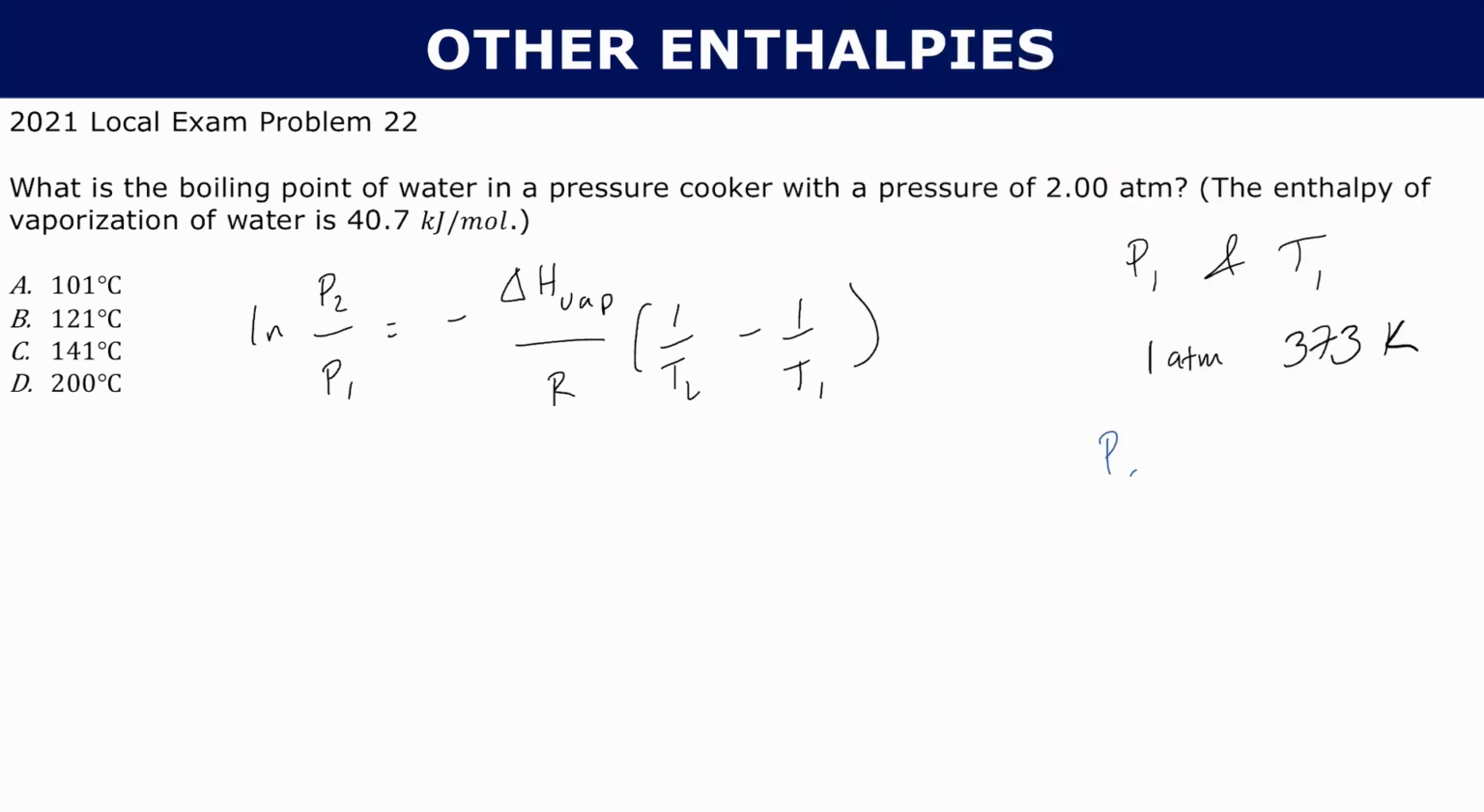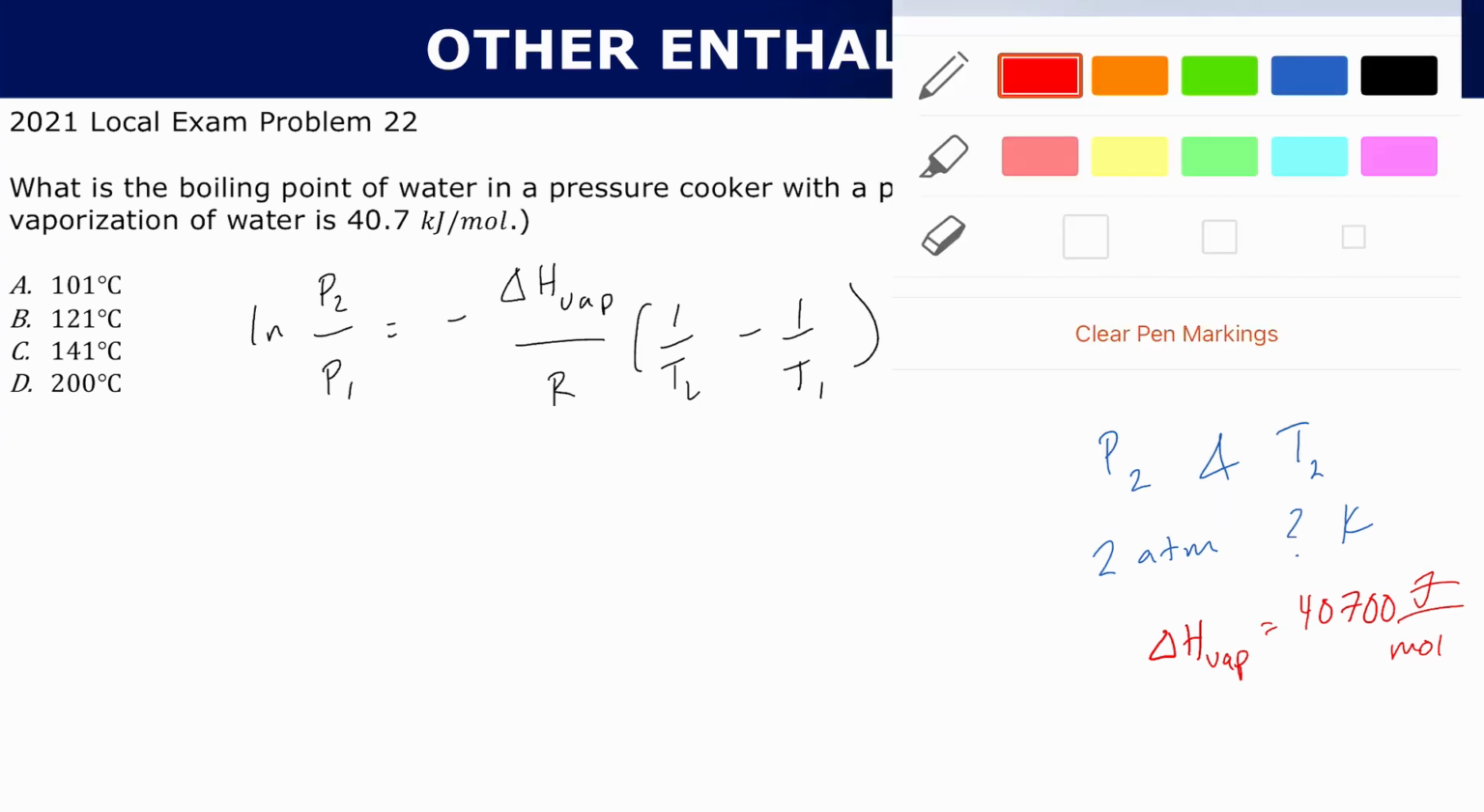Let's do pressure 2 and temperature 2. Now, the thing with pressure 2 and temperature 2 is that we know our pressure. We know that's going to be at 2 atmospheres, but the question tells us to find the temperature at which you have this boiling point. The last thing that we know is our enthalpy of vaporization. We know that our enthalpy of vaporization is 40.7 kilojoules per mole. So let's write that in joules per mole, since that's what we're going to be needing to use. And now we have all the information that we need in order to solve this problem.